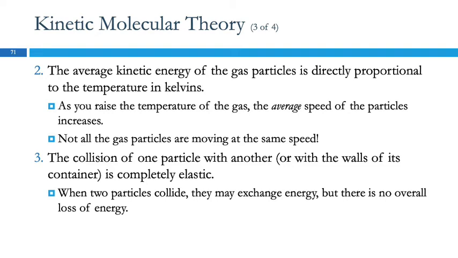The average kinetic energy of the particles is directly proportional to the temperature in Kelvin. So if you increase the temperature of a gas, you increase the average speed of the particles. So this is an average. Some particles are slow, some are fast. But the average of the particles is directly related to the temperature.